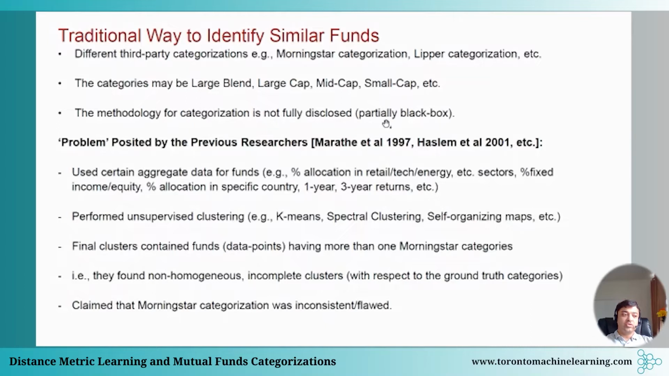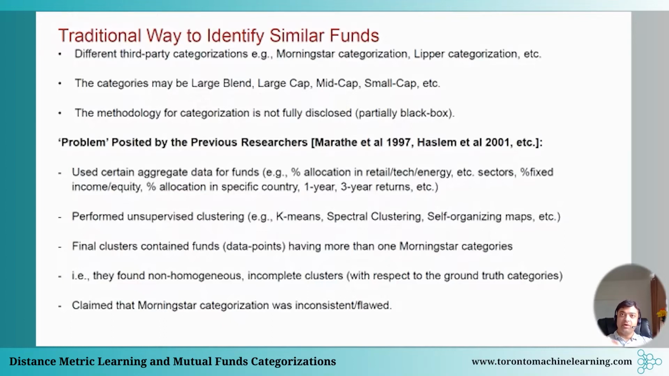Given so many applications of this kind of product similarity computation or tool, you'd think that there might be some available solution. And of course, there is one. It's called third-party categorization. So, for example, Morningstar categorization, Lipper categorization for all these mutual funds. What happens is these categorization systems will provide a category to each and every mutual fund in the market. For example, large blend, large cap, mid cap, and so on.